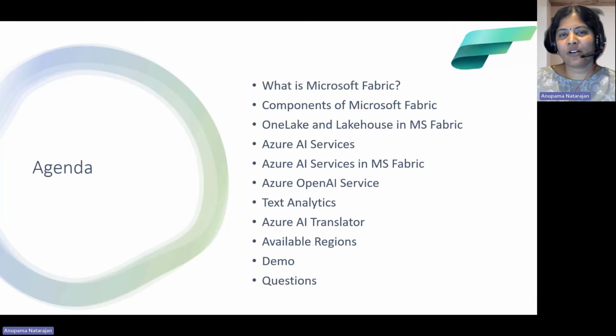A quick agenda of what we will be covering. We will get started with what Fabric is, and I'll go through that overview quickly, because the whole track of sessions that we are running today is all about Fabric. A lot of my colleagues would have talked to you about what Fabric is and its components, the likes of OneLake and the Lakehouse in Microsoft Fabric. But where I'm going to get into detail is the Azure AI services: what the different Azure AI services are, which ones you can leverage and use in Microsoft Fabric, and some of their features.